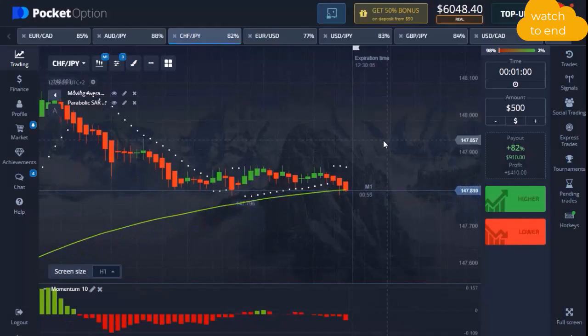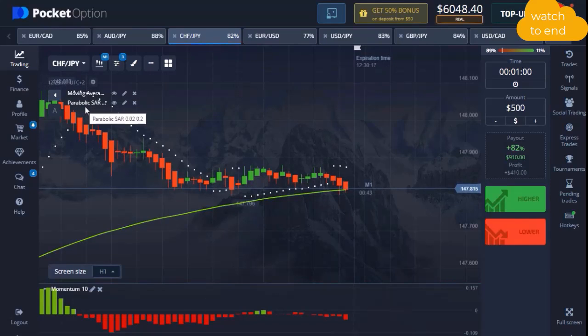In today's video I'll be trading with PocketOption, and I'll be showing you another great strategy. Here we have a couple of indicators. The first one is called moving average, the second one is parabolic SAR, and the last one is called the momentum. All right guys, this strategy is powerful, so I want you to pay close attention.